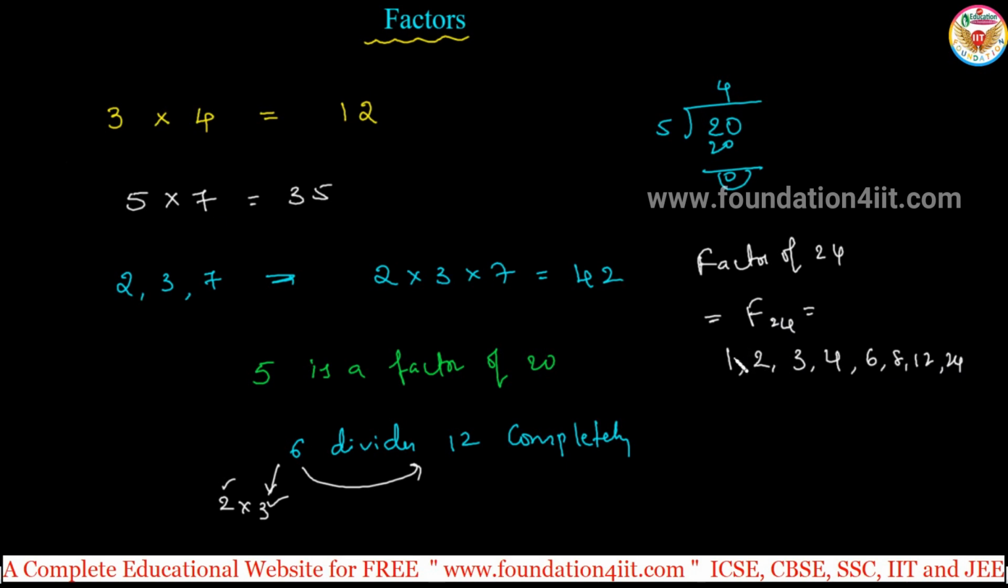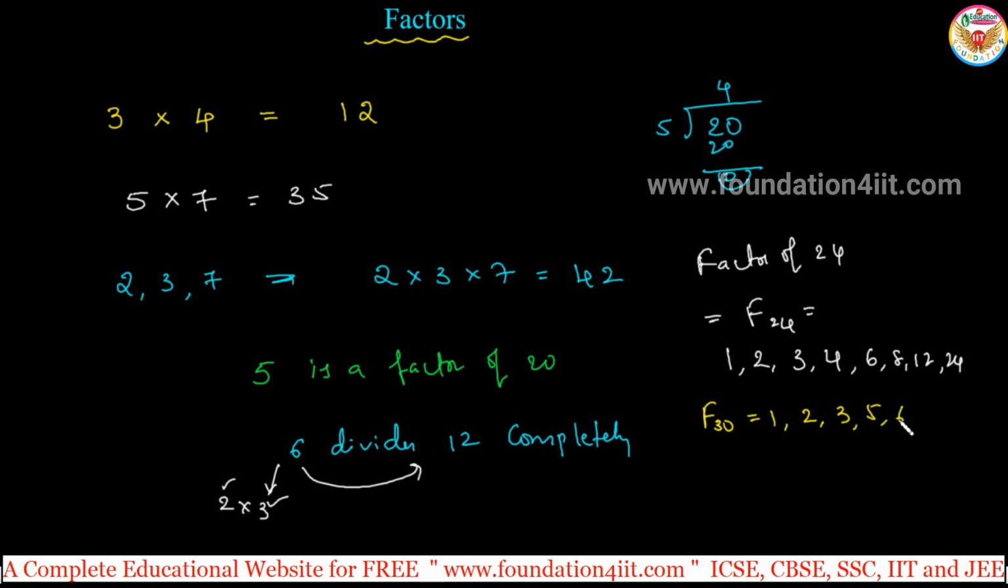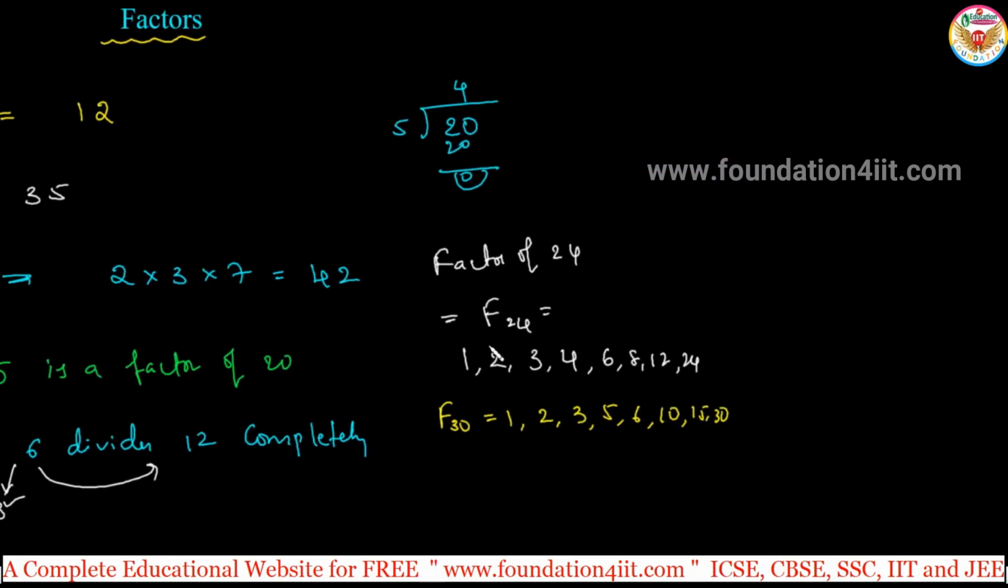So we can find out anything like factors of 30, that is F30. Factors of 30 is 1, 2, 3, 5, 6, 10, 15 and 30. Okay. So whenever they're asking to find out the factors, do it this way. And instead of forgetting any value, you can do it in this type.